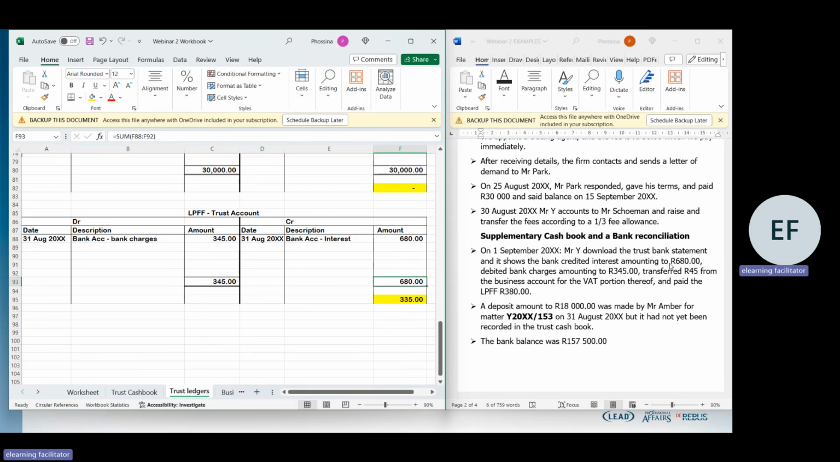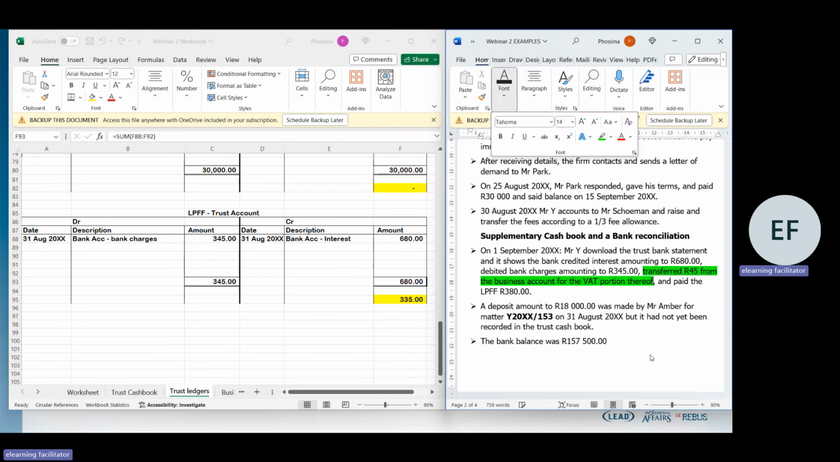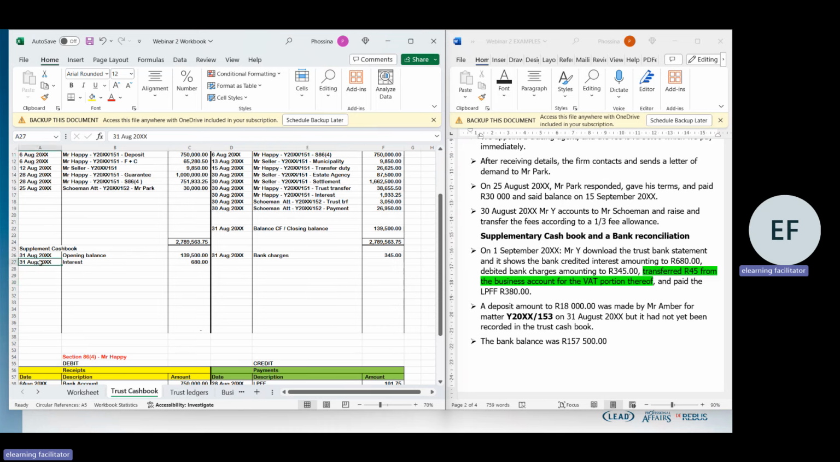So that's where here it's written transferred 45 rand. On a sweeping system, the bank will automatically do that for you. So this 45 rand is being transferred from the business account to the trust account. So in trust, what is happening? We are receiving, you see. So it's a VAT transfer from business. How much is it? 45. Which means we also need to record this transaction on our business side.